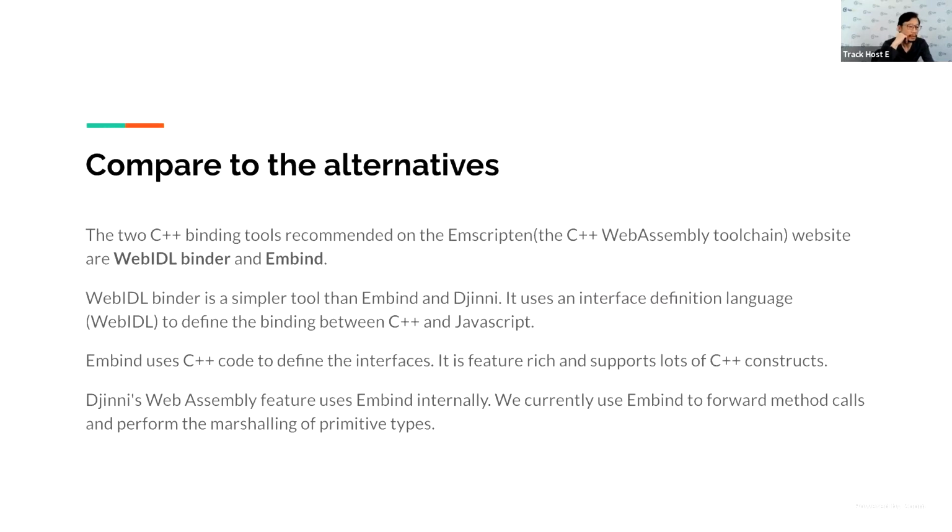Embind instead uses pure C++ code to define the interfaces. It is very feature-rich, and it supports lots of C++ constructs. Genie's WebAssembly feature at the very low level uses Embind internally as an implementation detail. We currently use Embind to forward method calls and perform some of the primitive type marshalling.